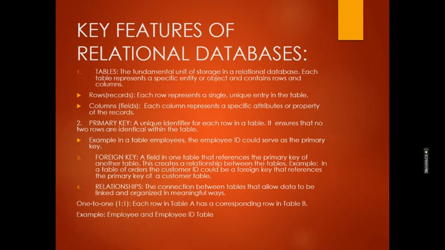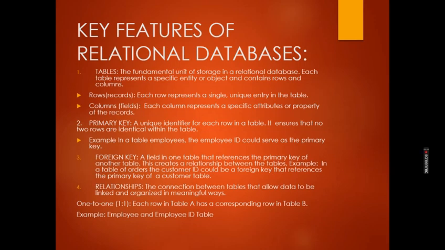Number 2 is a primary key. A unique identifier for each row in a table. It ensures that no two rows are identical within the table. Example, here we can take a table of employees and the employee ID, where the employee ID could serve as a primary key.